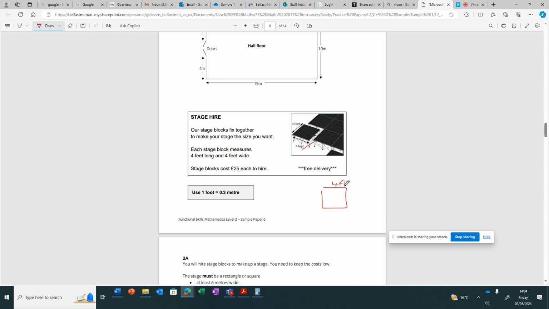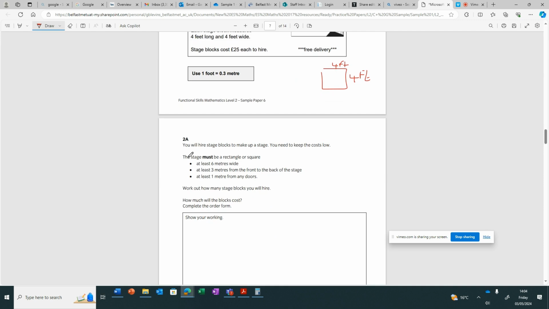So the stage must be a rectangle or a square. Well, it must be at least 6 meters wide, so 6 meters plus, and at least 3 meters from the back to the front, so 3 meters plus, and 1 meter away from any door. Work out how many stage blocks you will hire.